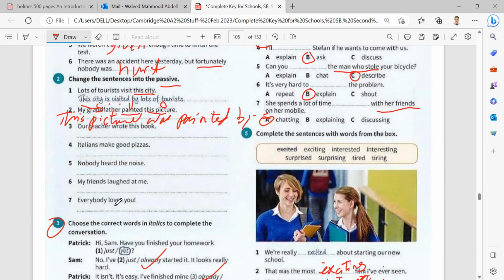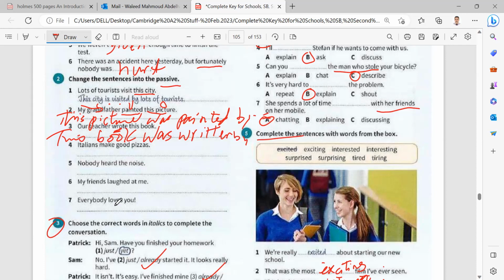طيب, our teacher wrote this book. يلا, can you start? This book. أيوة, يبقى this book was or is? Wrote يعني ماضي, يعني أطلع من راسي was. يبقى نقول this book was verb 3 from wrote, written. Right. Written. Okay, so this book was written by our teacher. by فلان الفلاني, our teacher.